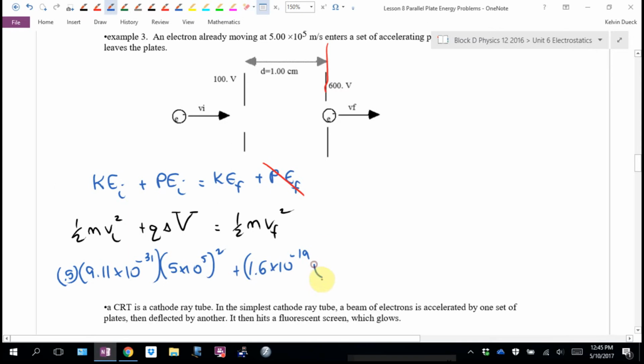Ooh, be careful, Nick. What's the change in voltage that we're traveling through? I'll give you a hint. It's not 600. What is the change in voltage that we're traveling through? What? 500. See it? Starting at 100, ending at 600. What's the change in voltage? That is going to equal 0.5 m V final squared. Let's crunch that.